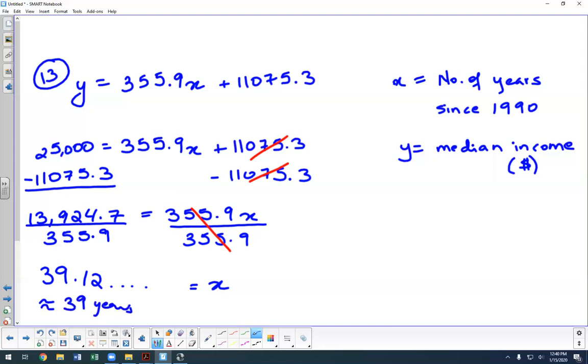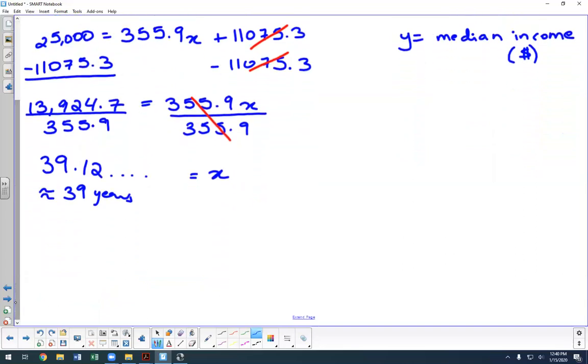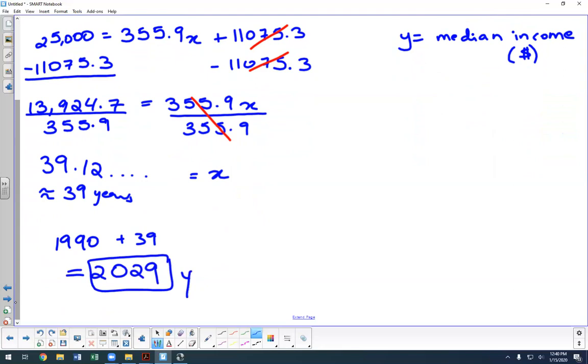So then to figure out in what year the median income will be 25,000, you're starting your X values at 1990, right? They're telling you that if X is the number of years after 1990, so that means that's your starting point. You're taking 1990 and adding your 39 years to that, which gives you the year 2029. That is the year in which median income for women will be $25,000.